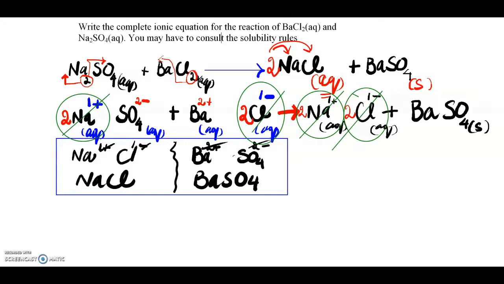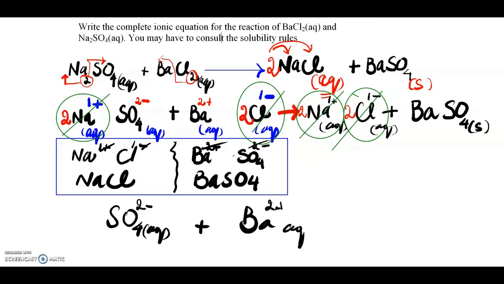And now the final shape of our equation is SO4 2- aqueous plus Ba 2+ aqueous goes to BaSO4 solid, and that's it. This is your ionic equation.